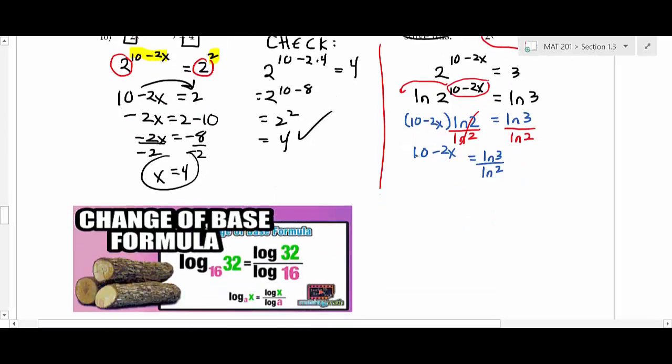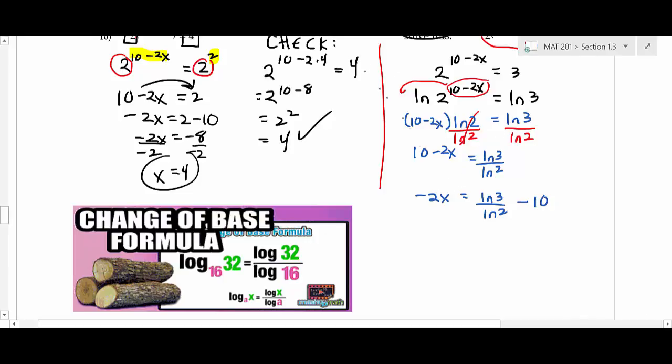Then I'm just going to rearrange. Just move the 10 to the other side, and you could write this as ln 3 over ln 2. You're subtracting 10 from both sides, so you can do it that way. This is just one approach too. You could also move the x to the other side and the logs to the other side. Doesn't make any difference.